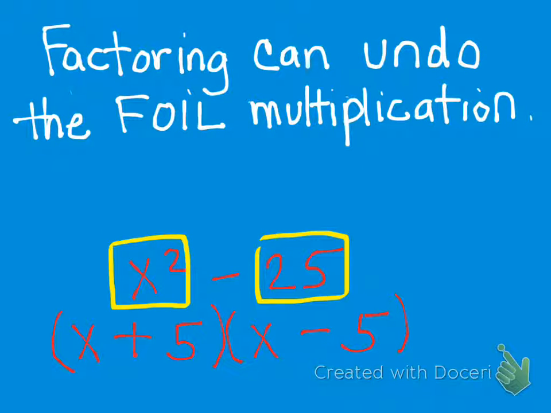Factoring can undo the FOIL multiplication. If you look at the example x squared minus 25, if we were to factor that, we would get x plus 5 times x minus 5. And if I multiplied x plus 5 times x minus 5 using FOIL and combining like terms, I would end up with the x squared minus 25.